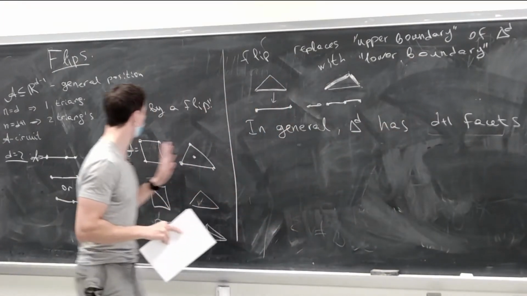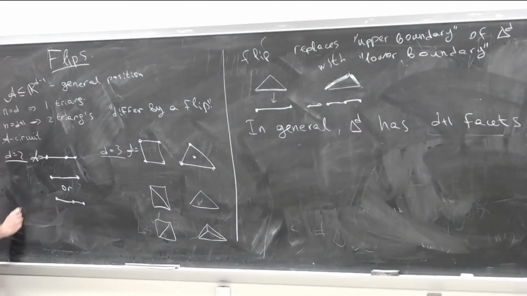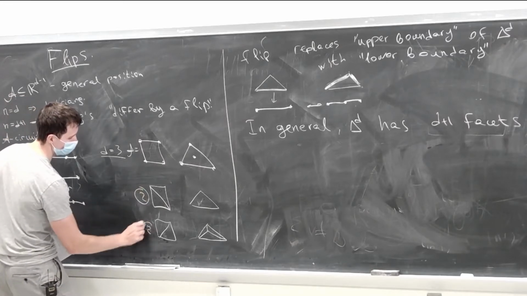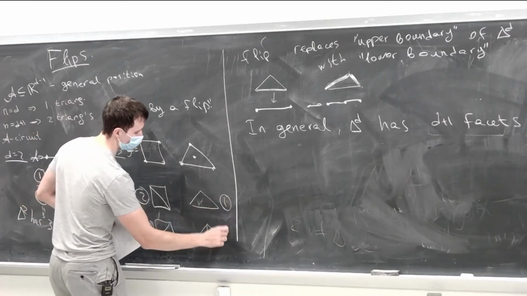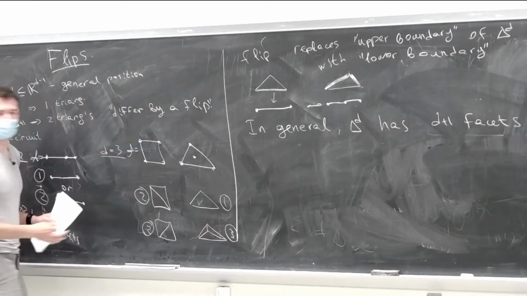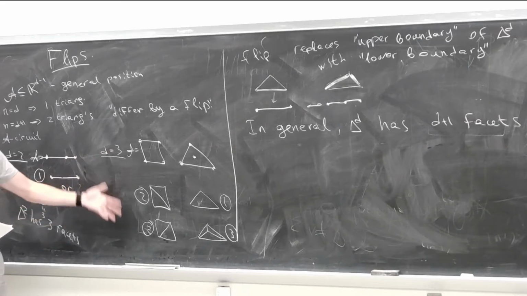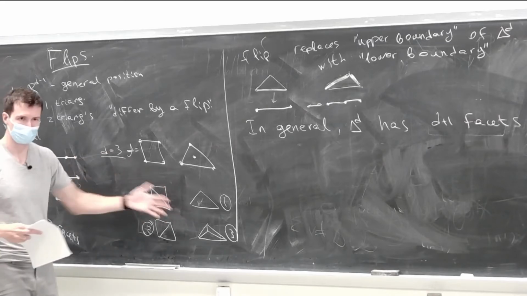In particular, here, delta 2 has 3 facets. So we see 1 facet here and 2 facets here. So 1 plus 2 is 3. Similarly, here you're going to see 2 facets and 2 facets. Here you're going to see 1 and 3. So they always sum up to 4, so d plus 1 in general. But yeah, the distribution can be uneven or it can be even.